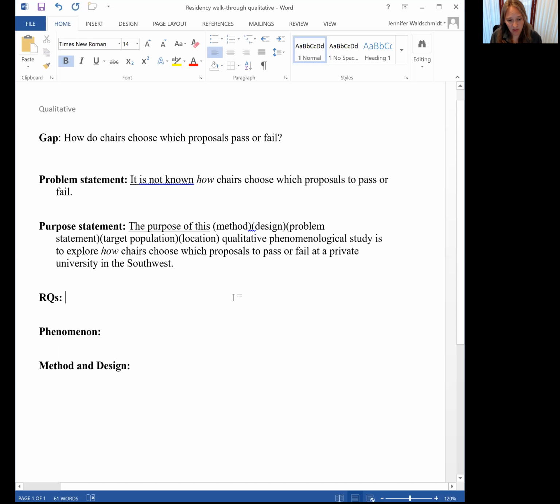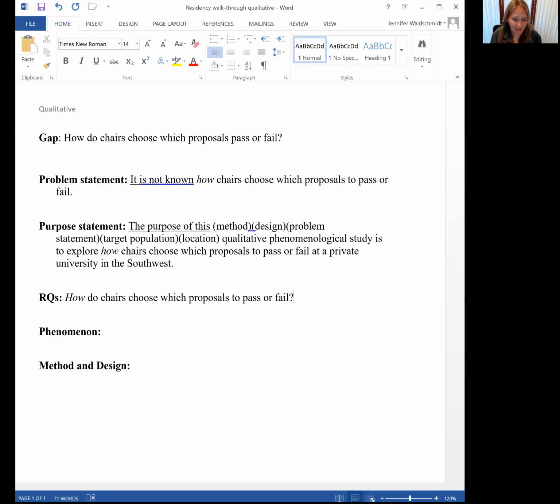Again, just like on the quantitative side, we need at least 2 research questions. However, on the quantitative side, every variable has to be tied back to a theoretical framework. On the qualitative side, the phenomenon has to be tied back to that theoretical framework. And it needs to be really clear how the theory is driving our research questions. So our research question becomes, again, it's not a yes or no question. So it might be something like, how do chairs choose which proposals to pass or fail? Again, copied and pasted our problem statement, turning it into a research question.